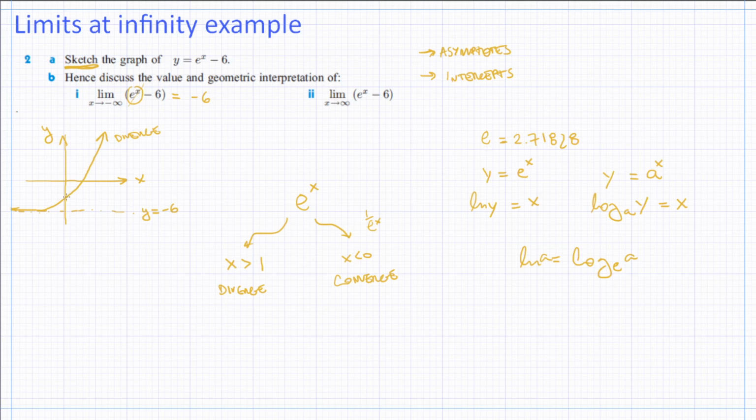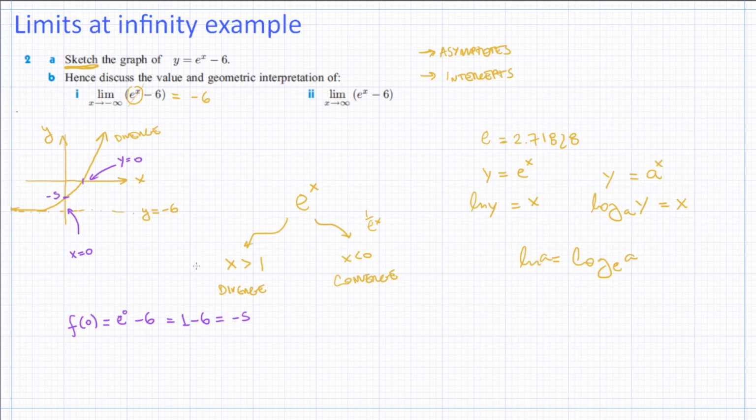Now there are still features that we have to find. We need to find the intercepts. So how do we find the intercepts? Well, in this point here, x is 0. And in this point, y is 0. So if I take x equals 0, what will be f of 0? Well, that's e to the power 0 minus 6. Anything to the power 0 is 1. So that's 1 minus 6, which is -5. So this point here, our y-intercept is -5.